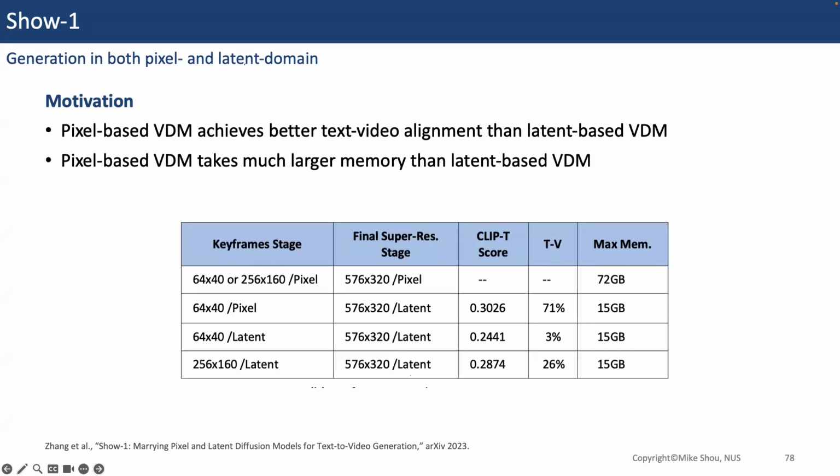The comparison here assesses different pixel and latent model combinations at varying resolutions. The key idea here is that the pixel-based model, as we mentioned, is good at text and video alignment, but it costs a lot of memory because it operates directly on the pixel image space. But in the latent space, for low resolution video generation, we found the text alignment is not good. So the idea is that we combine these two kinds of models, marrying a pixel model with latent diffusion models.